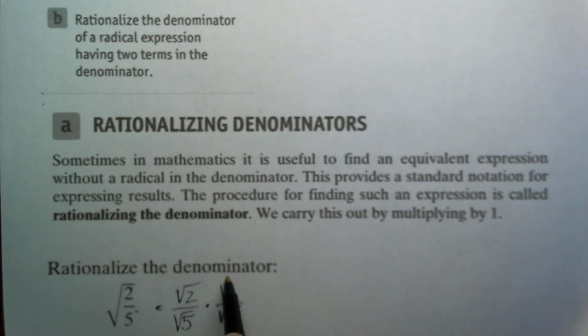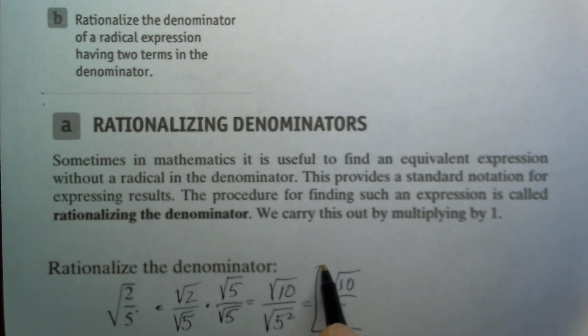And of course, we need to multiply the numerator by the square root of 5 also. So in the numerator, we have square root of 5 times square root of 2, or square root of 10. And in the denominator, we have the square root of 5 squared, and that, of course, is equal to 5. So now we've rationalized the denominator. The denominator now is a rational number, 5.